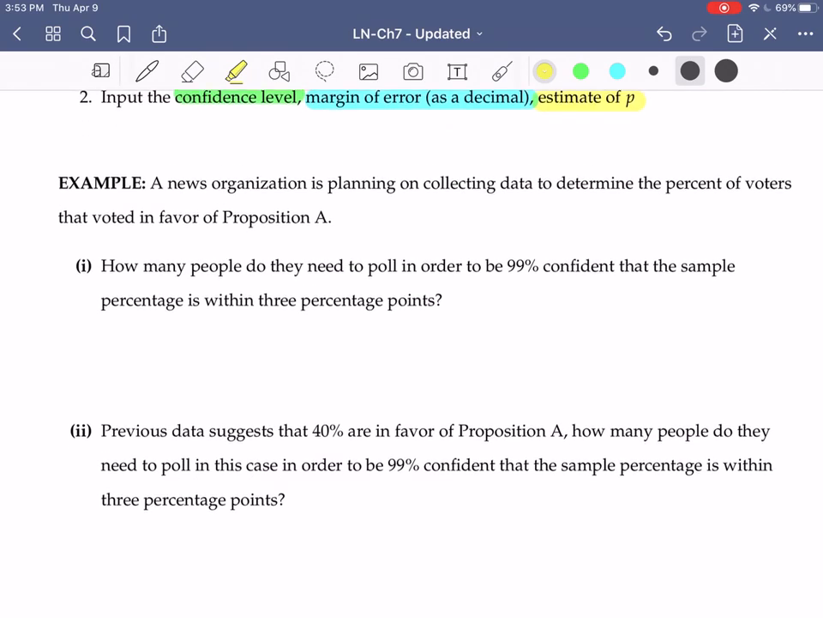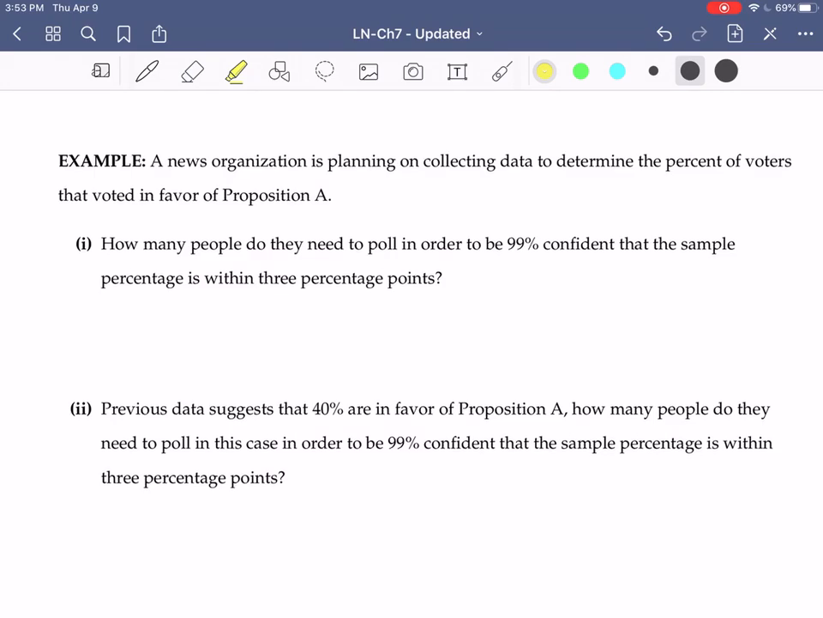All right, so let's roll through an example. A news organization is planning on collecting data to determine the percent of voters that voted in favor of Proposition A. How many people do they need to poll in order to be 99% confident that the sample percentage is within 3 percentage points? Whew, there's a lot to that question. Let's break it down a little. How do I know what we're doing here? Well, let's read it piece by piece.